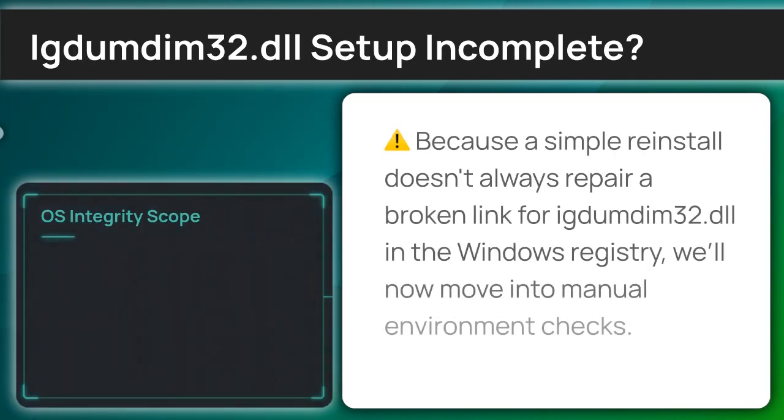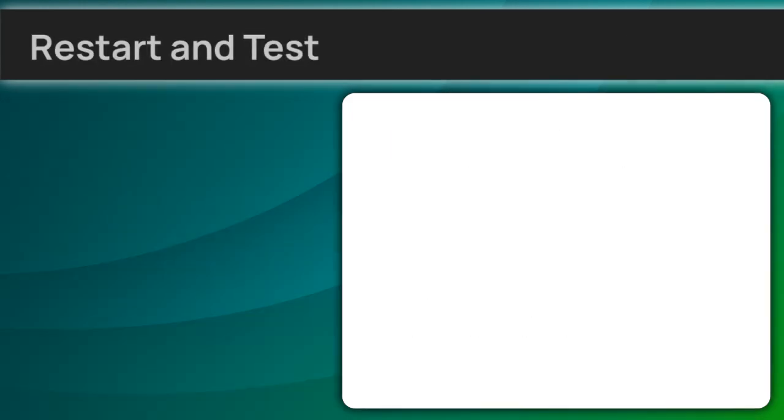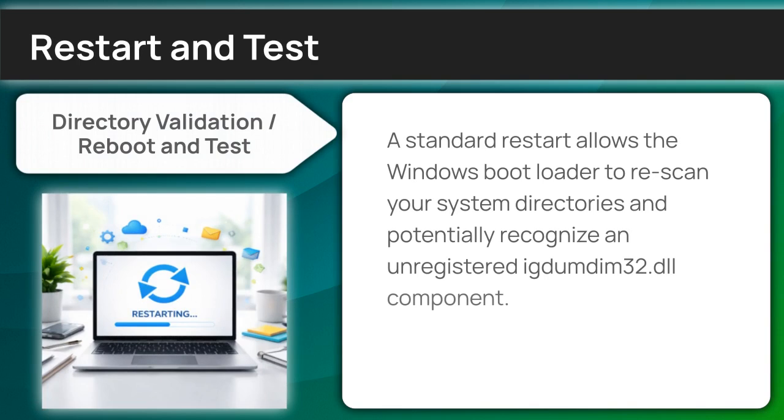When a standard reinstall doesn't cut it, we move to advanced diagnostic steps to ensure the system is properly configured. A full system restart clears the temporary memory cache and allows Windows to attempt a fresh initialization of all required libraries, including the Intel Graphics UMDIM32.